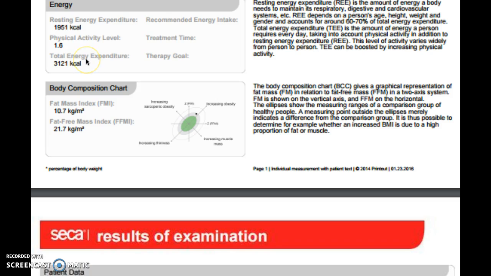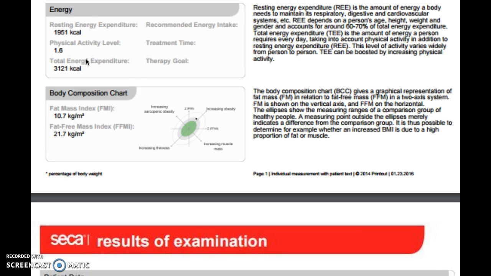Scrolling down, the next category is energy. And you'll see there are three categories. Resting energy expenditure is where we'll start. In this example, this client's resting energy expenditure was 1,951 calories. So what that means is if this client literally laid in a bed for 24 hours and never lifted a finger, did nothing but sleep and breathe, their body would burn around 1,900 calories.